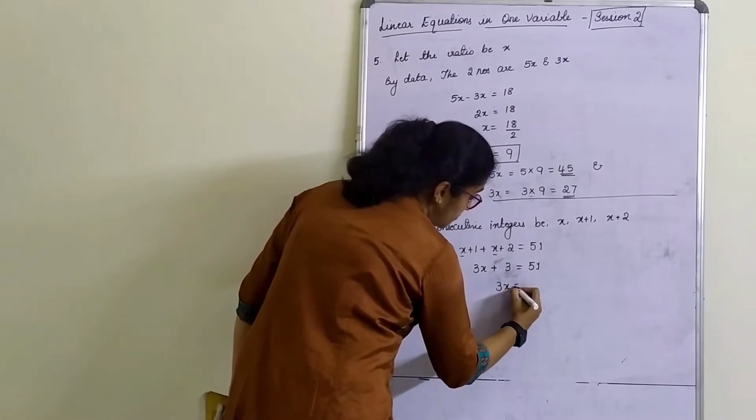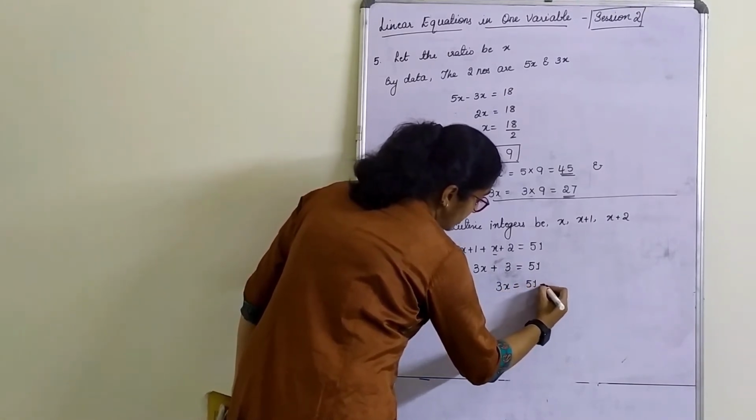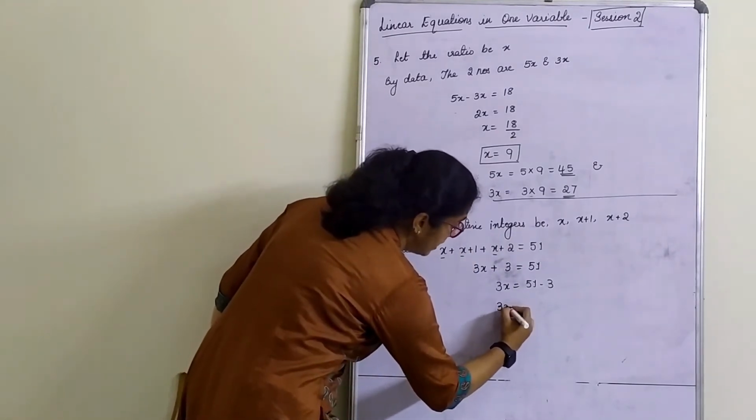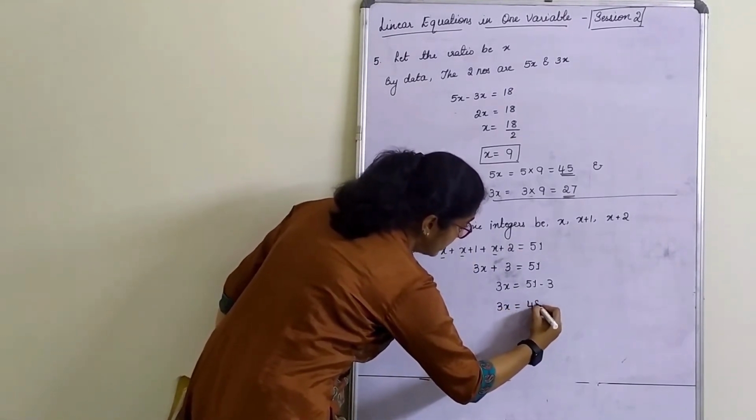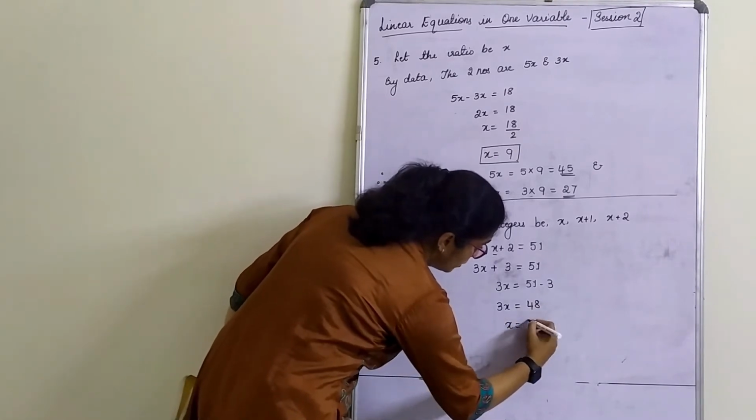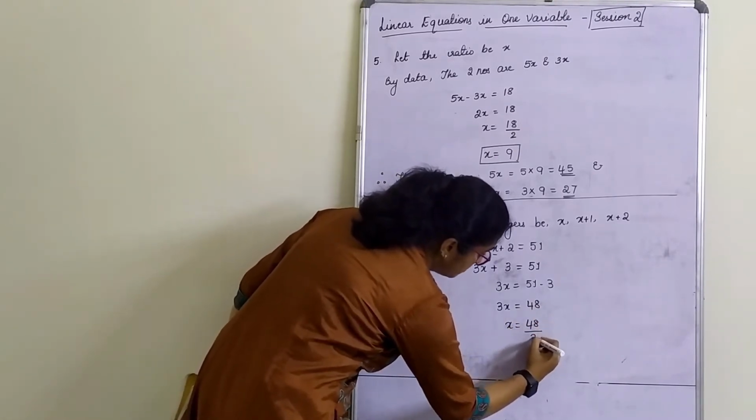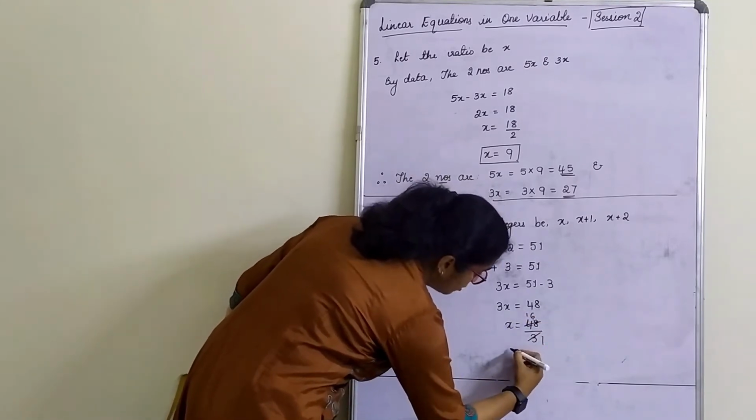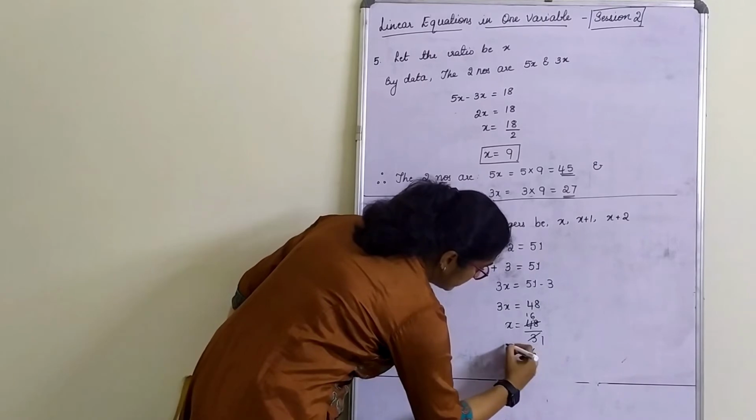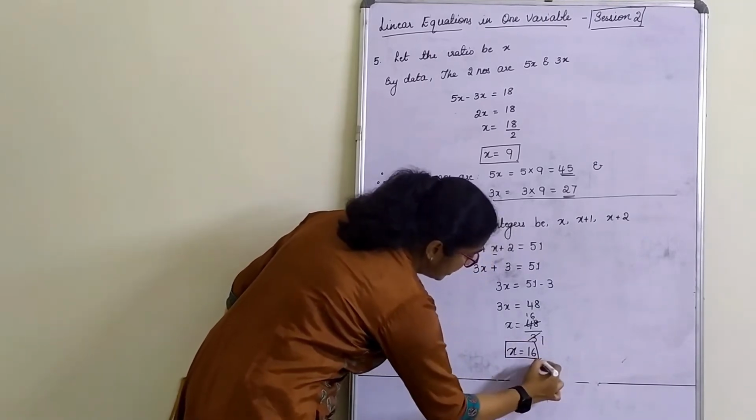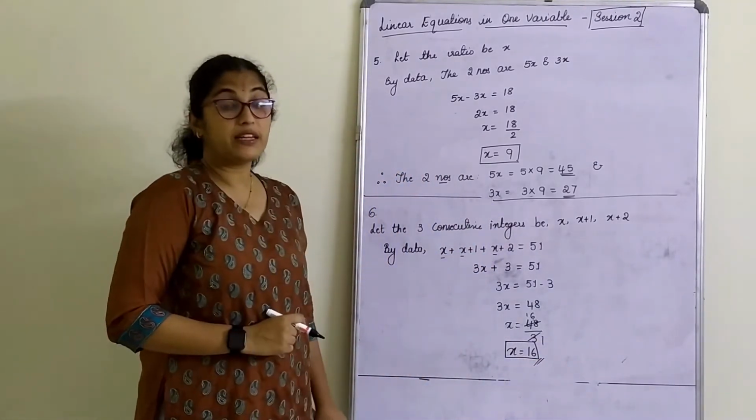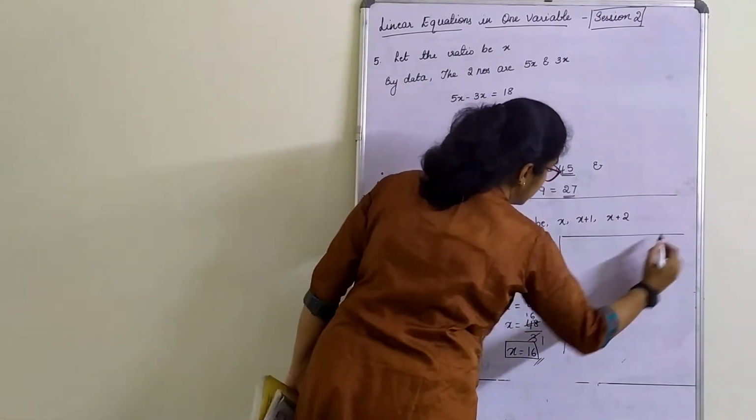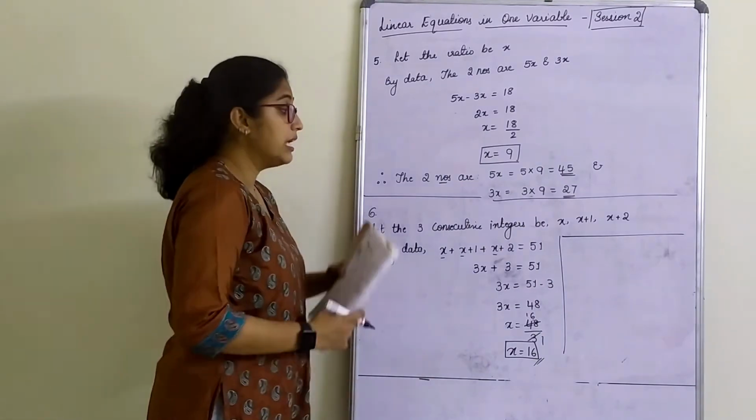3x is equal to 51 minus 3. Transpose plus 3 to this side. 51 minus 3 is 48. x is equal to 48 divided by 3. 3 ones are 3, 3 sixes are 18. So x is equal to 16. Always see here, I highlight the final answer, right? We need to give the conclusion here. I do not have space now. I'll just write beside this, but you need to write below this.